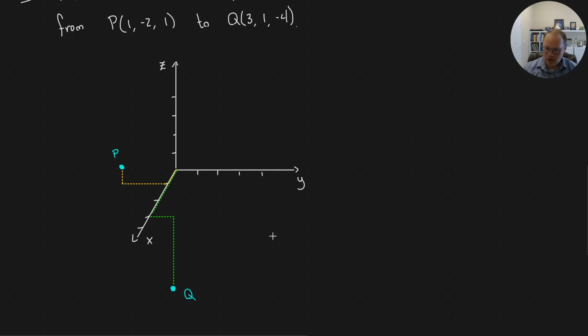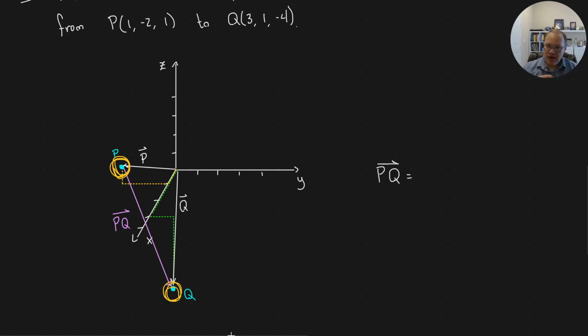I want the vector pointing from P to Q. The way I could do this is I could think about the vectors pointing to P and pointing to Q from the origin. So if I think about this vector, I'll call it vector P. If I think about this vector, I'll call it vector Q. Then this vector here that I want, the vector points from P to Q. Well, I want to start here. I want to end here.